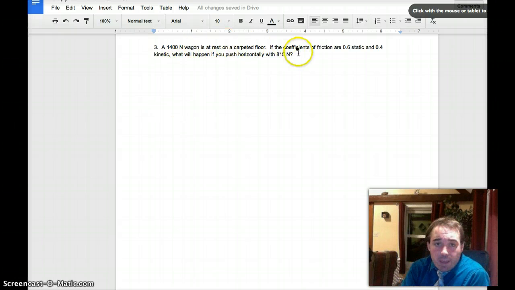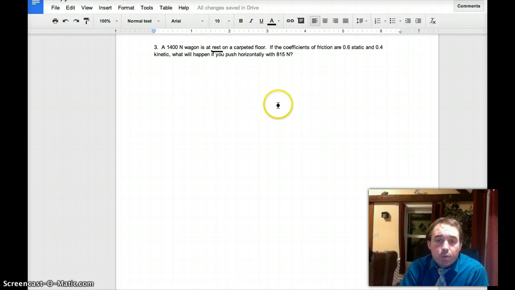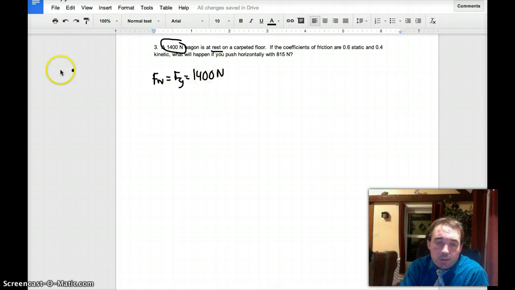1400 Newton wagon at rest on a carpeted floor. Rest. So we know we have to look at static friction first. If the coefficients of friction are 0.6 static, 0.4 kinetic, what will happen if you push horizontally with 815? My normal force is given, 1400 newtons, because normal force in this case is the same as gravity, and the gravity is 1400 newtons. Start building a free body diagram.